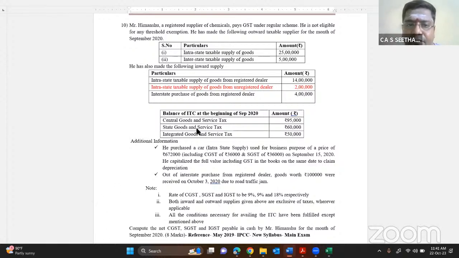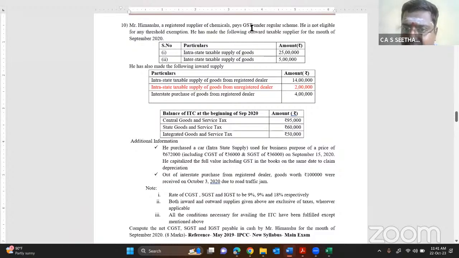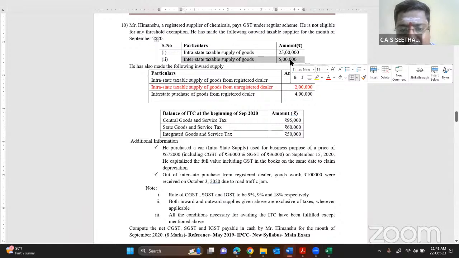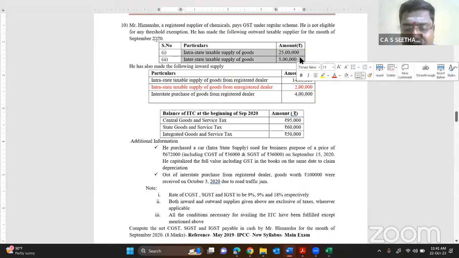Quickly substituting. A registered person of chemicals pays GST under the regular scheme. He is not eligible for any threshold limit exemption. He has made the following outward details. What are all those details? Intrastate taxable supply 25 lakhs, interstate taxable supply 5 lakhs. Right? And is there any adjustments going to come at the later stage? Purchase only, they are giving the adjustments. 9%, 9%, 18%. So intrastate taxable supply, intra and inter, 25, 5.